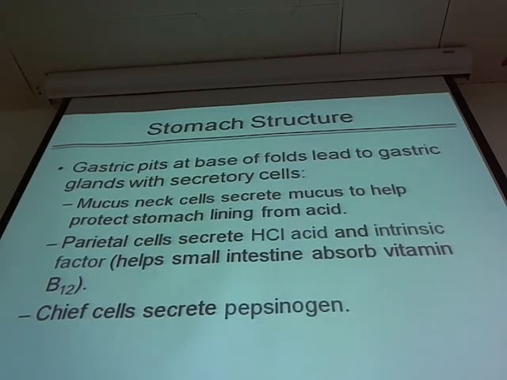Pepsinogen to pepsin. Pepsinogen plus hydrogen goes to pepsin. Pepsin breaks down protein. Okay? That's the take-home message. In the stomach, you need the low pH.